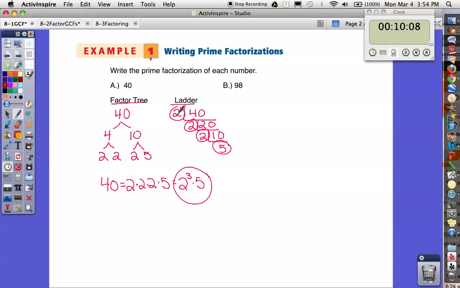Okay? Either way, guys, I think I see it more typically as a factor tree. Maybe you learn the ladder and you like that better. Try 98, and you can do it either way, but I want to see the work.